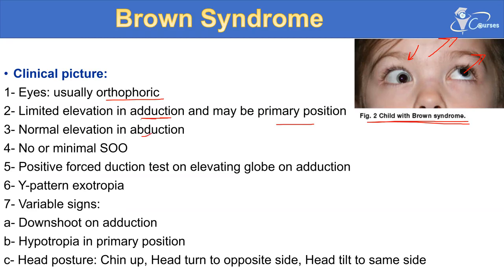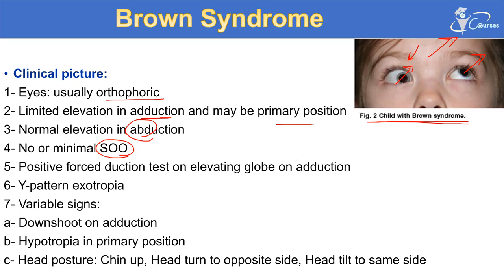Normal elevation in abduction, no or minimal superior oblique overaction. SOO is superior oblique overaction. There is what's called the positive force duction test. Force duction test is a test where we move the muscle against resistance, and it is positive in restrictive strabismus and negative in paralytic strabismus. So in Brown syndrome, when we do the force duction test, we find it is positive. If we try to push the eye with forceps in the elevation and adduction position, there will be resistance.